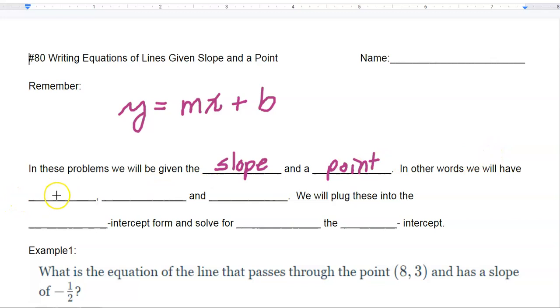In other words, we're going to have y, we're going to have m, and we're going to have x. We're going to plug these into the slope-intercept form and solve for b, which is, of course, the y-intercept. Okay, so let's take a look at a bunch of examples.